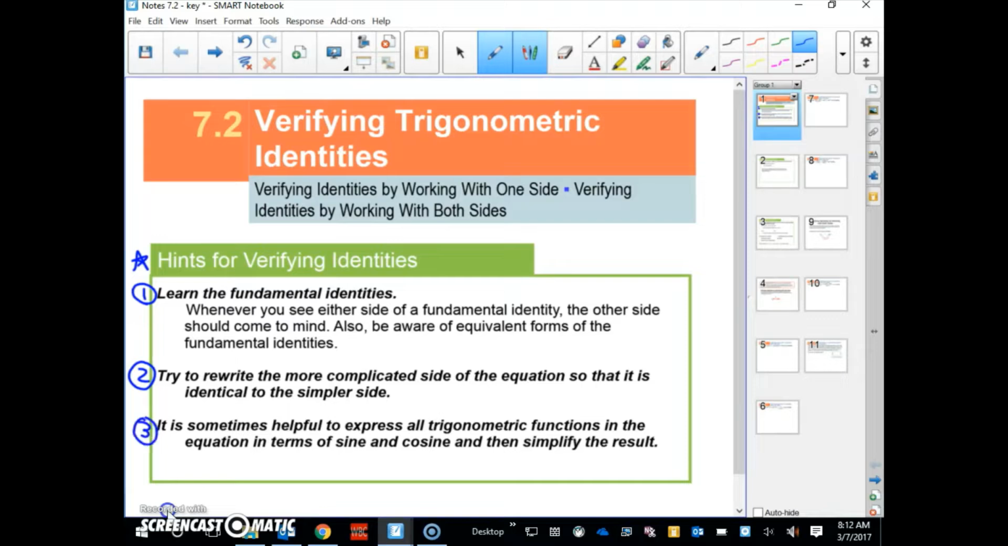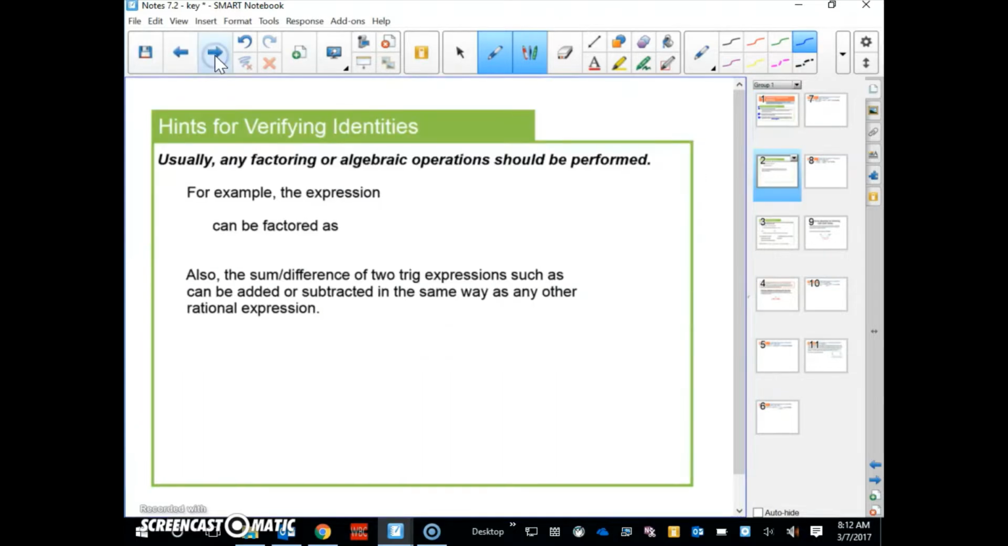Hint number 3, it's sometimes helpful to express all trig functions in the equation in terms of sine and cosine. Okay, so this is a useful one. Basically, try rewriting everything as sine and cosine. Then see what happens. Some stuff's going to cancel out. Some terms are going to combine. It's going to turn into one of the fundamental identities. That's a nice little trick.